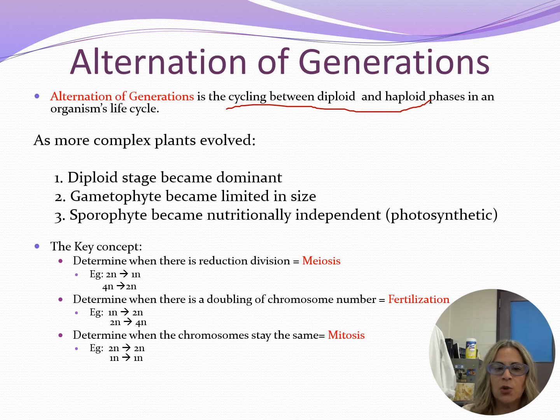The gametophyte, which was the structure of the plant that actually produces gametes, became smaller and limited in size. And then we also ended up with sporophytes becoming photosynthetic. So they actually were nutritionally independent of the main plant, okay? So the key concept in terms of alternation of generations, what we are going to be asked to be able to do is you have to be able to determine, looking at a diagram, are the cells diploid or are they haploid? Is meiosis occurring or is mitosis occurring? And when is fertilization happening and what is the end result of fertilization?